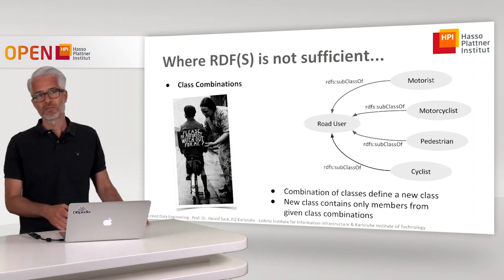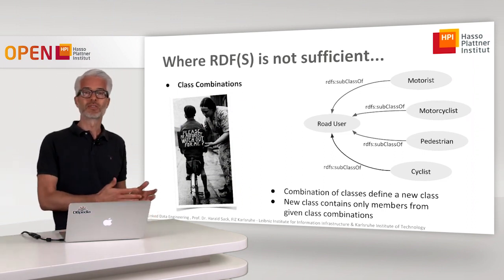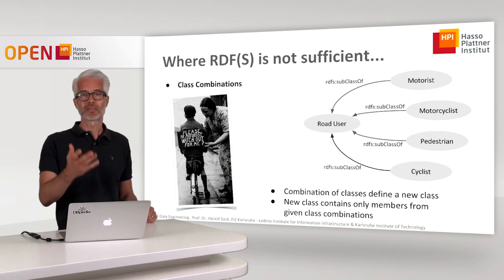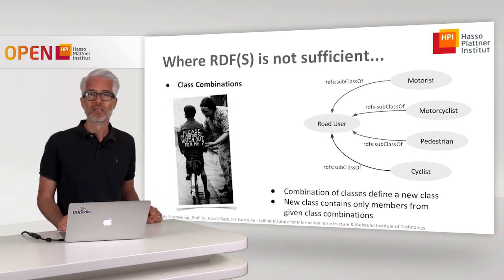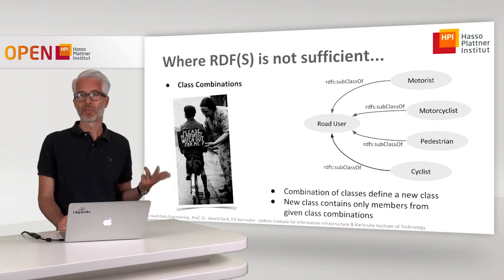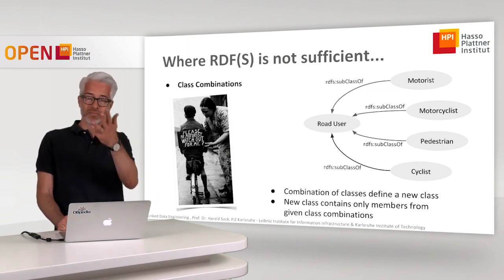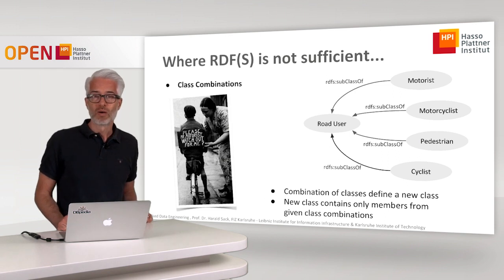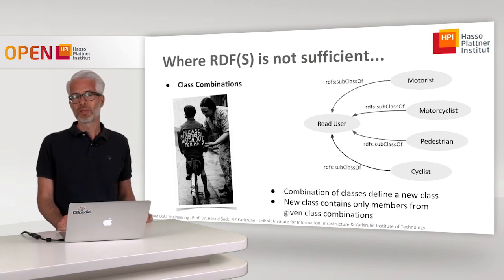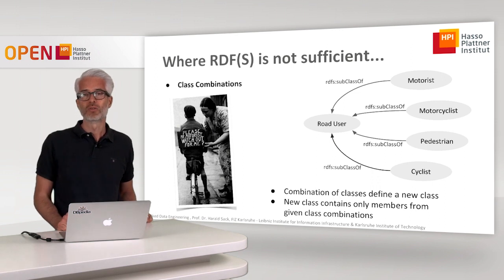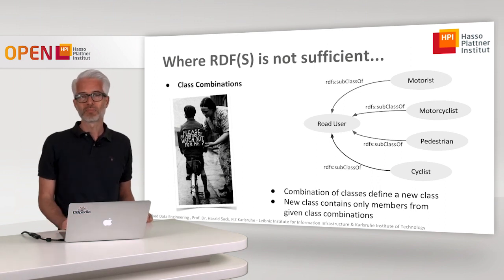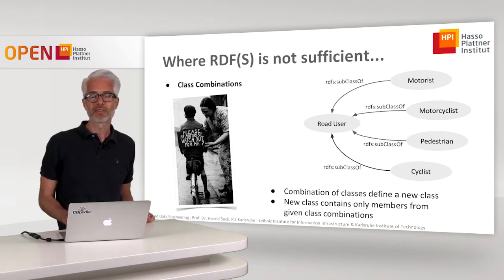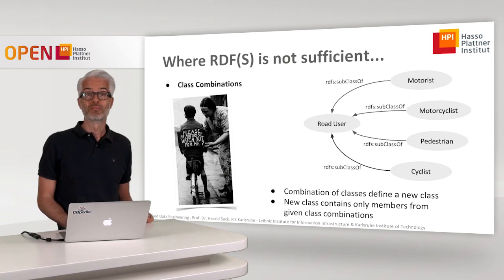Another example, if I want to define more complex classes, classes which consist of the content of other classes, for example, here I define road users, which consists of motorists, motorcyclists, pedestrians, and cyclists. If I define it in exactly that way with RDFS, of course, there can also be other things which are road users and which are not referred to here in the subclasses. So this exclusivity, if I say the new class contains only members from the given class combinations, this is not possible. Again, missing semantic expressivity for class combinations.